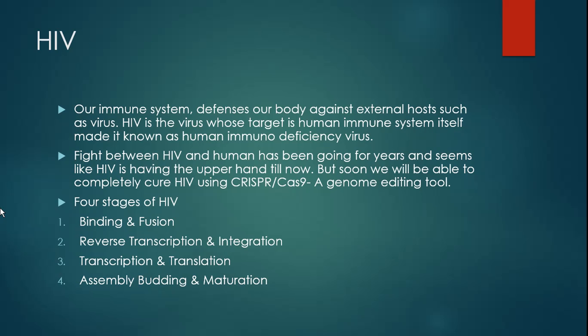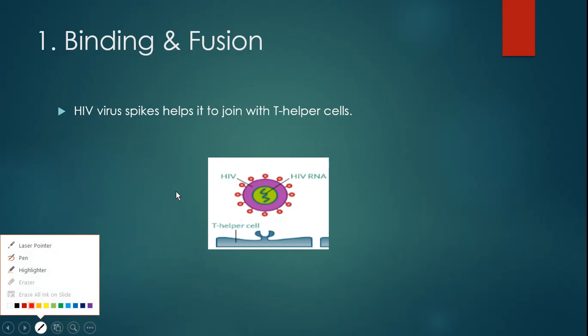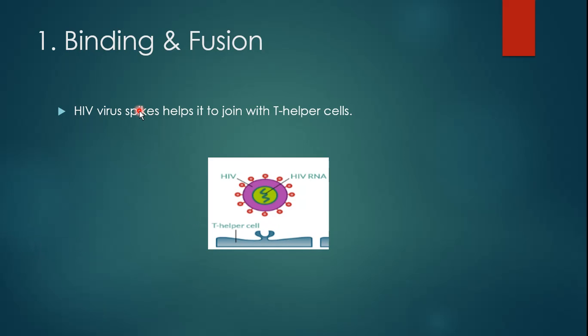For that, now we are going to understand four different stages of HIV. The first stage is binding and fusion. In the first stage, HIV virus spikes help it to join with T helper cells. As we can see in the picture, these are the spikes and this is the T helper cell. So using these spikes, HIV virus can attach itself with the T helper cell. We will see this in the next picture.